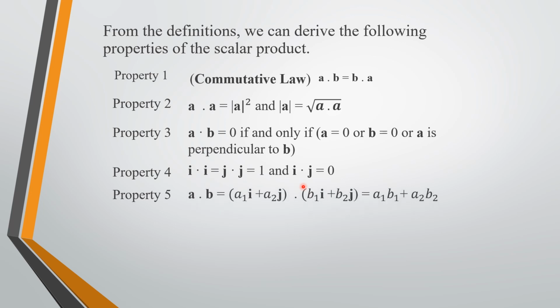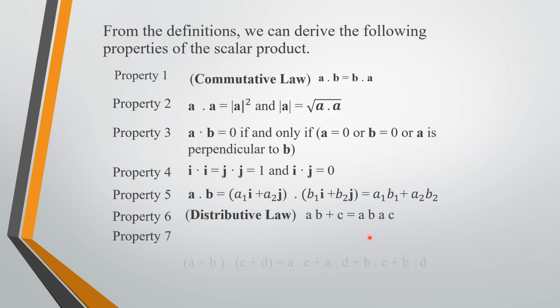Property number 5: A · B is equal to the quantity a1 i plus a2 j, dot b1 i plus b2 j, which is equal to a1 b1 plus a2 b2. Property number 6 is the distributive law: A · (B + C) is equal to A · B plus A · C. Property 7: the quantity (A + B) · (C + D) is equal to A · C plus A · D plus B · C plus B · D.